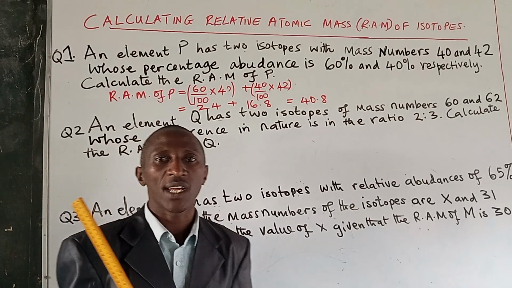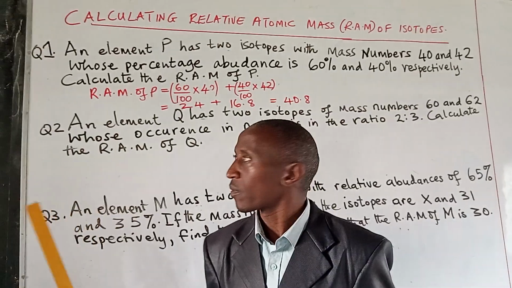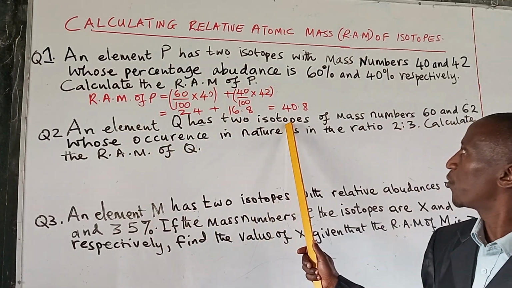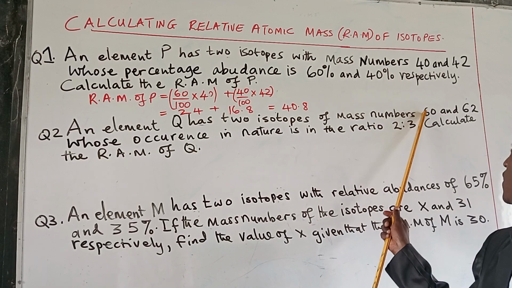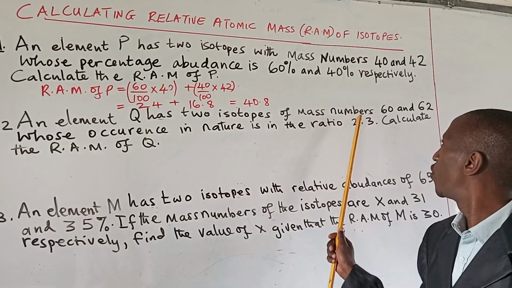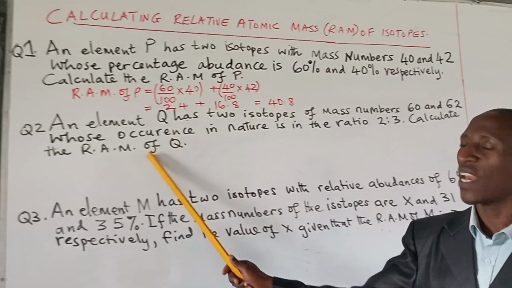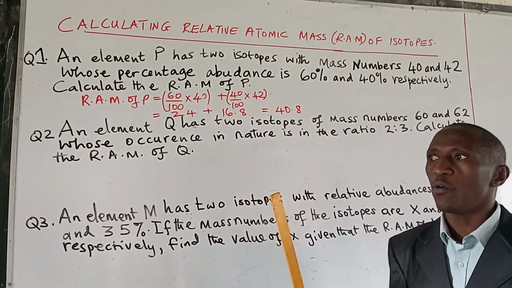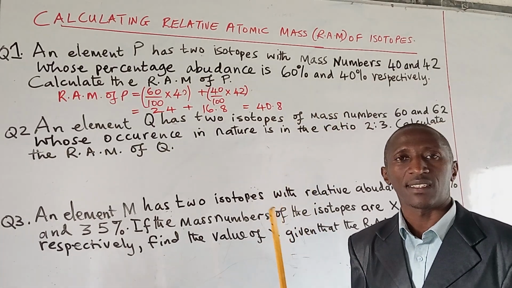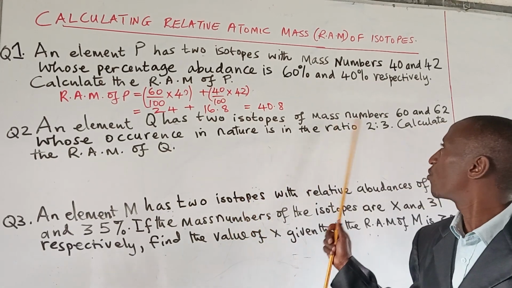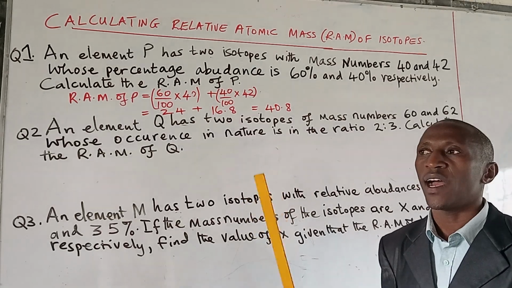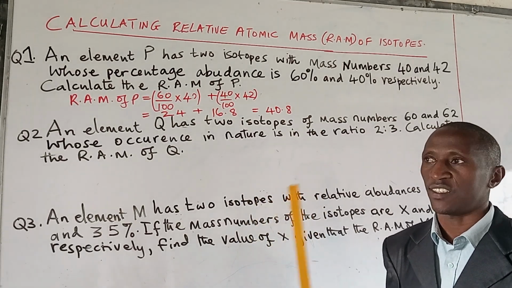So I would like us to look at question number 2. In question number 2, we are saying an element Q has two isotopes of mass number 60 and 62, whose occurrence in nature is in the ratio 2:3. Calculate the RAM of Q. So once more, the occurrence is being given in terms of a ratio, not as a percentage. However, the way we compute is the same.